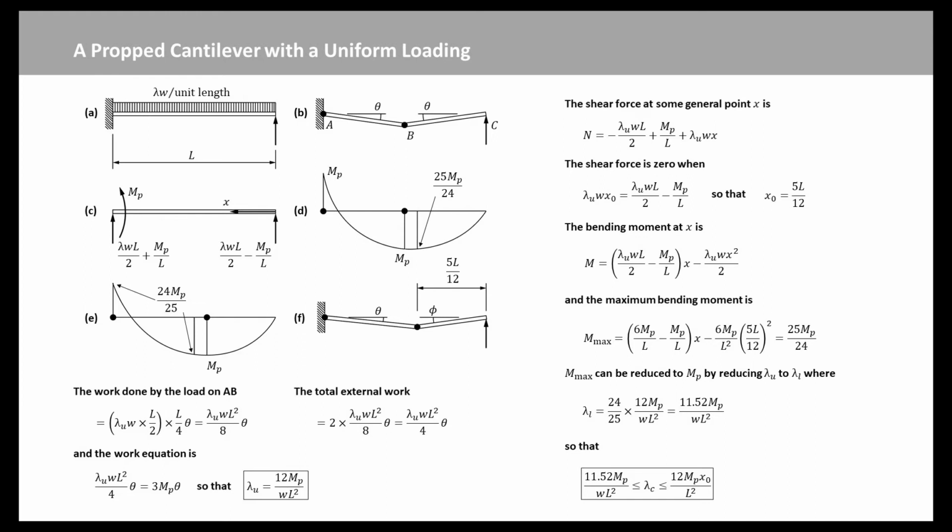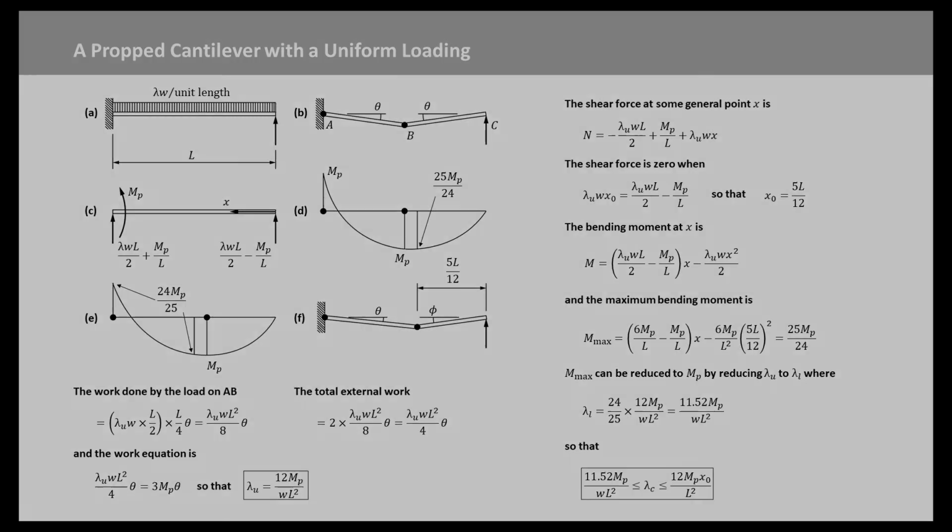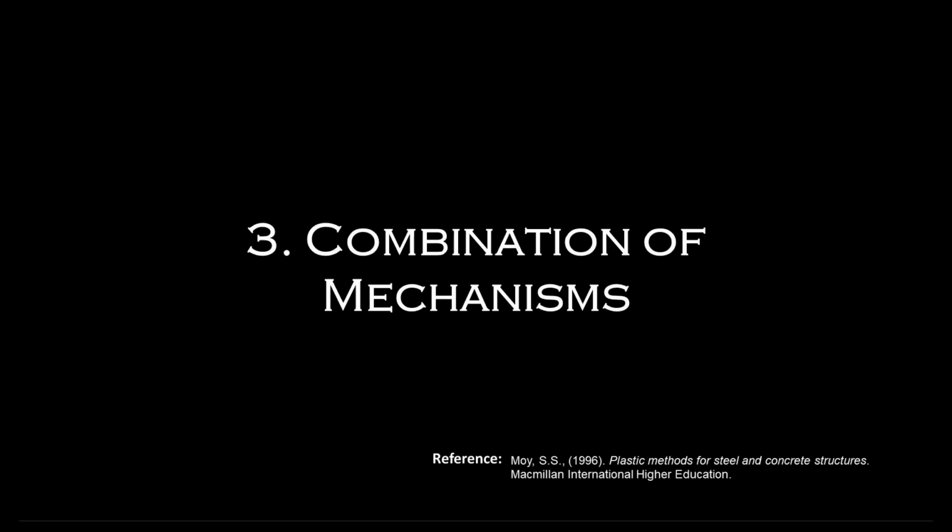The example of the propped cantilever is an elementary mechanism. In larger structures, any mechanism can be made up by combinations of elementary mechanisms. Next, we will introduce a two-story frame with distributed loading to illustrate the whole process.